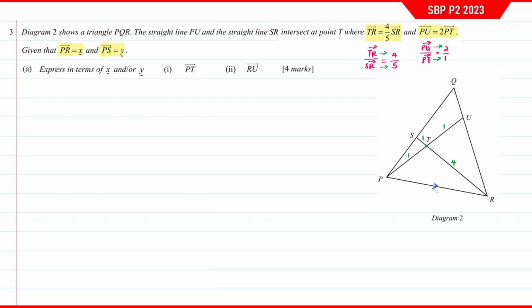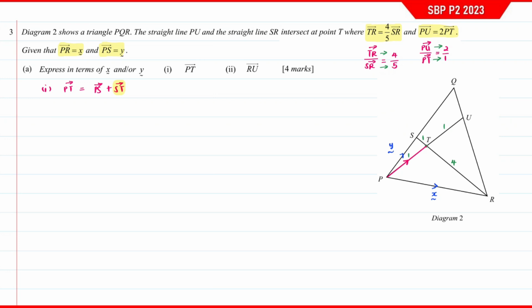Next, let us label these two vectors on the diagram. PR here is equal to X and PS here is equal to Y. To find the vector PT, using the triangle law, you can use PT equal to PS plus ST, or PT equal to PR plus RT. Here I'm just going to use PT equal to PS plus ST. We already know the vector PS, so now we need to find the vector ST.